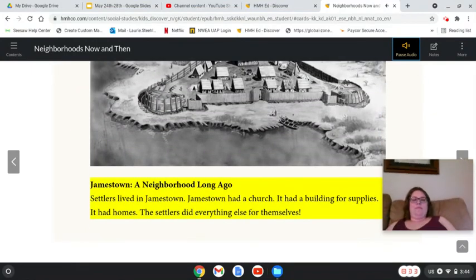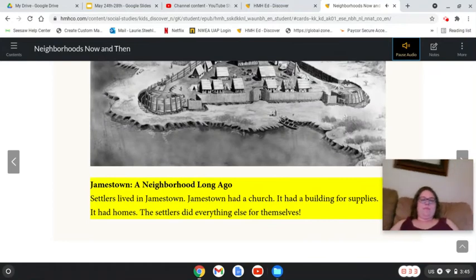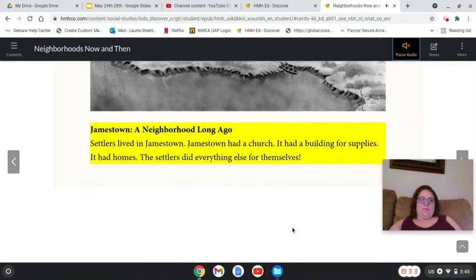Jamestown, a neighborhood. Long ago, settlers lived in Jamestown. Jamestown had a church. It had a building for supplies. It had homes. The settlers did everything else for themselves.